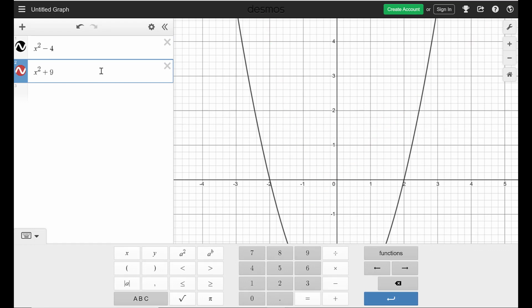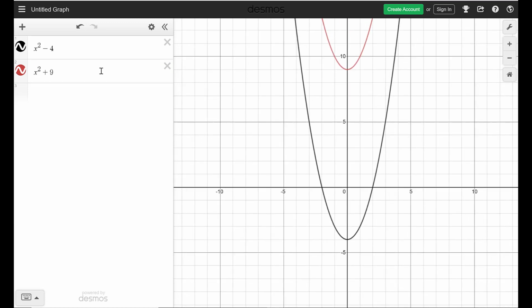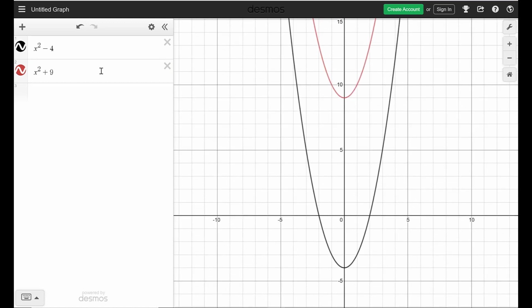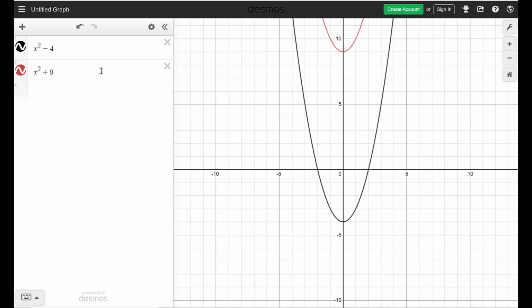When I graph that, I need to zoom out a little bit here. You can see that the graph of x squared plus 9, which is this red graph that shows up on the screen, lies completely above the x-axis. It has no real zeros because it never crosses the x-axis. However, it does have roots in the complex plane, which we just found to be positive and negative 3i. The alternative would be a graph that lies completely below the x-axis. That also has no real roots. They're all complex. But real roots only exist when a graph crosses the x-axis.